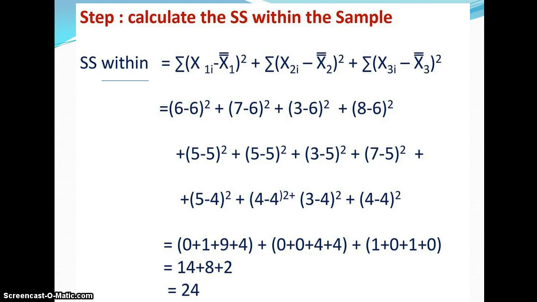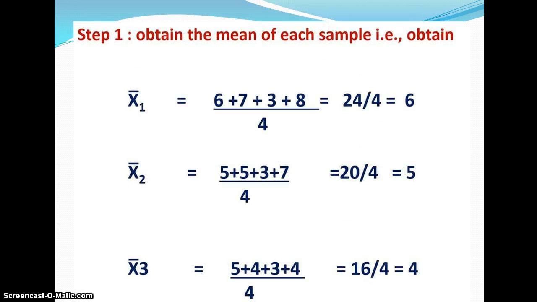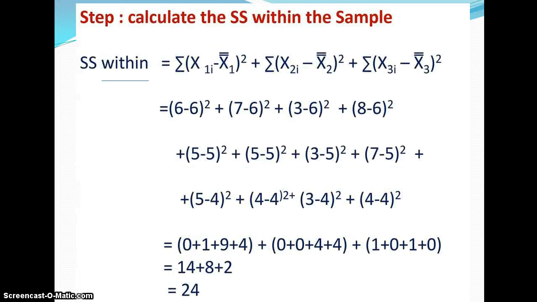Okay, these are the between the samples, that is x1 bar, x2 bar, x3 bar, and 6, 7, 3, 8, these are the within the sample. You understand within the sample and between the sample? So now proceed. By using this formula, we put the values of all the varieties of 4 plots.